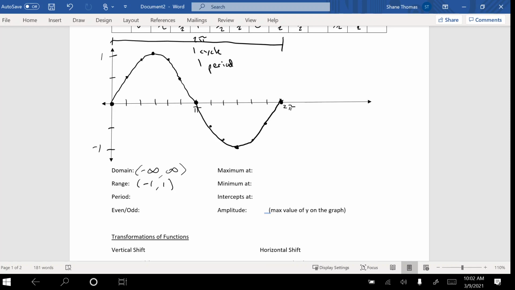Period, we just talked about it. Period is the amount of time it takes to make one full revolution or one full cycle. What did it take us here? 2 pi.